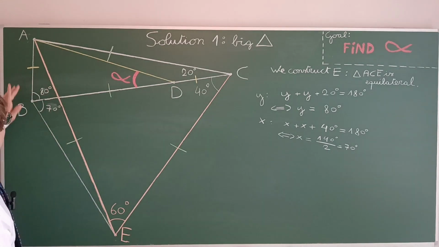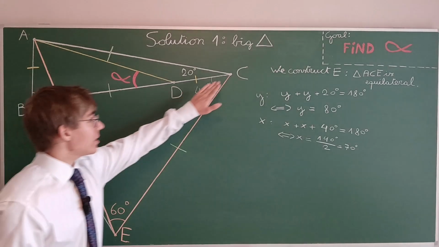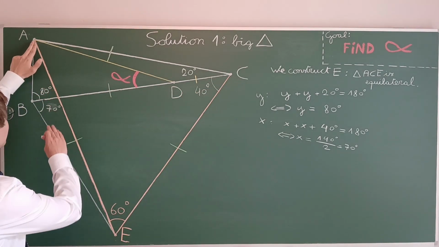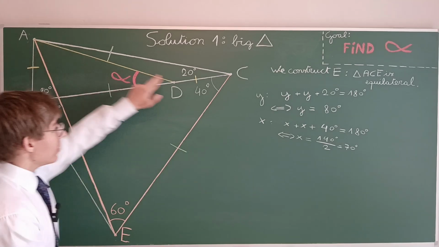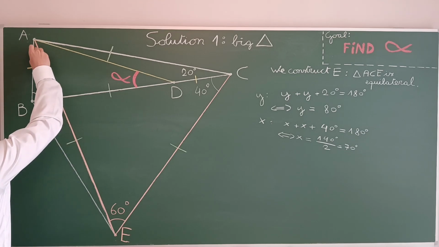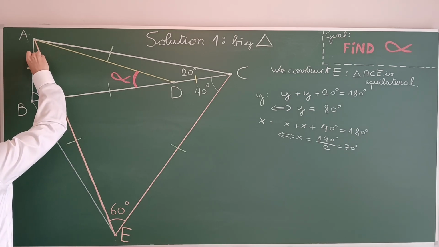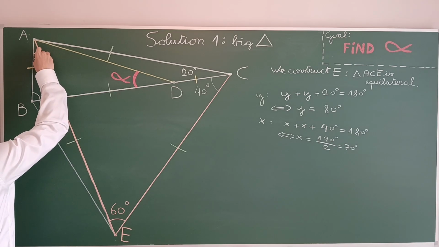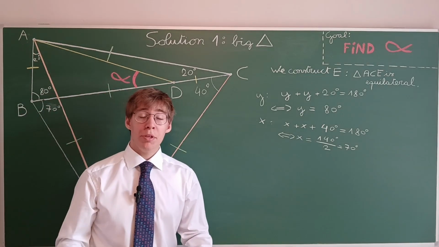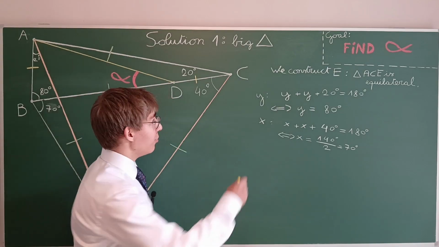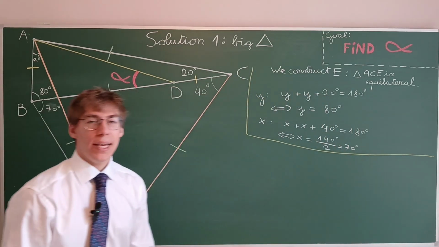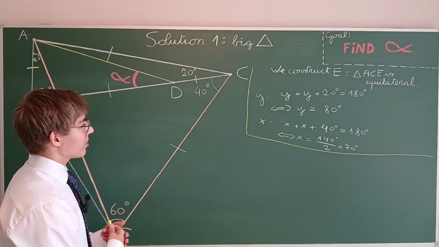Now we also know that angle BAC is 80 degrees, and angle EAC is by construction 60 degrees, which means that this must be 20 degrees. But now comes the big idea of this proof, which is a congruence of two triangles.